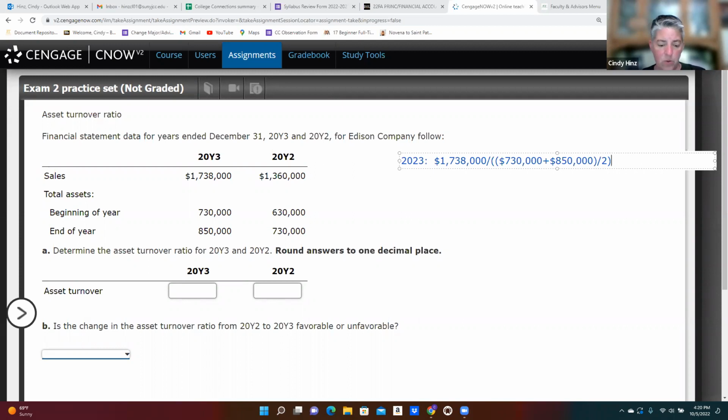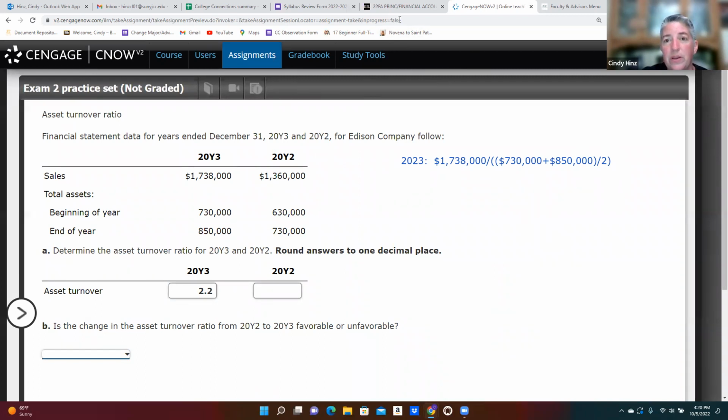If you don't have a calculator that will allow you to do that, what I would recommend is that you first calculate the average for the denominator, write that down, and then start a new equation. Start with your sales and divide by whatever that average is. When I plug that into my calculator, I got an asset turnover of 2.2 for 2023. We would read it as 2.2 times. And what that means is that for every dollar we have in assets, we're generating $2.20 in sales.